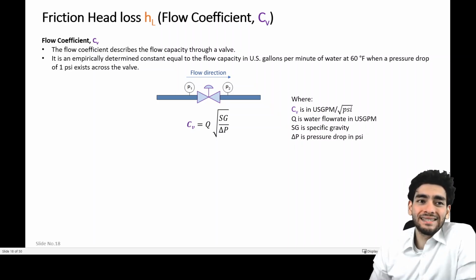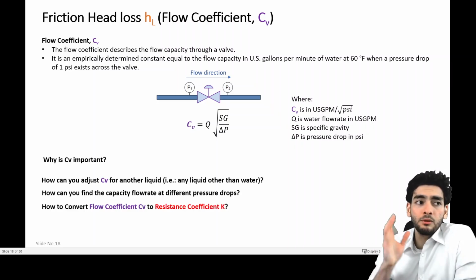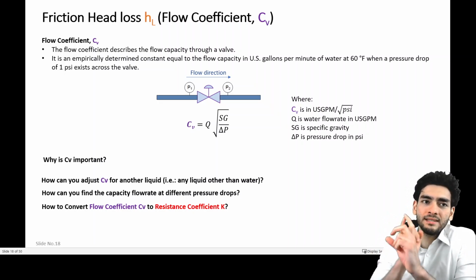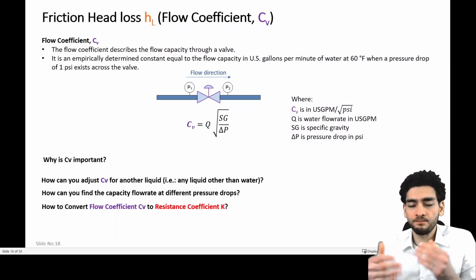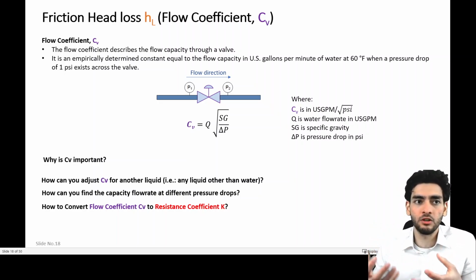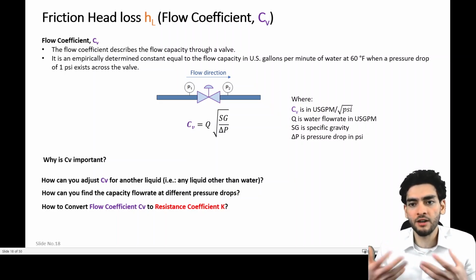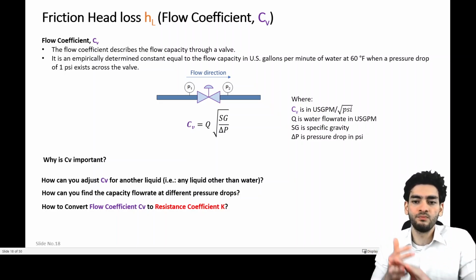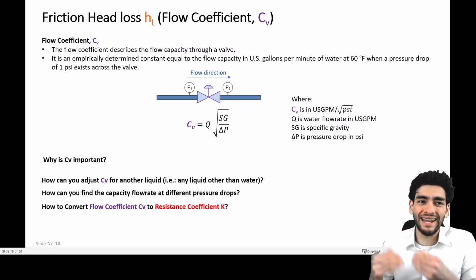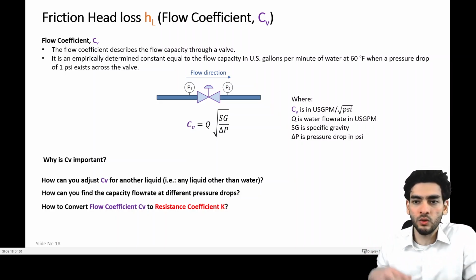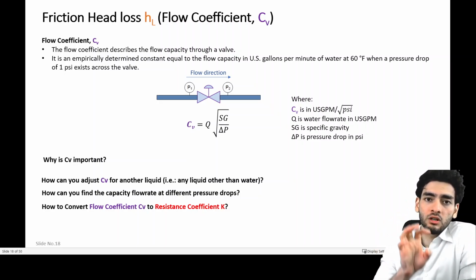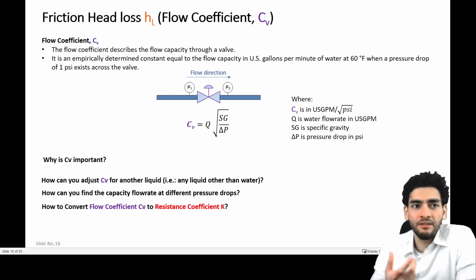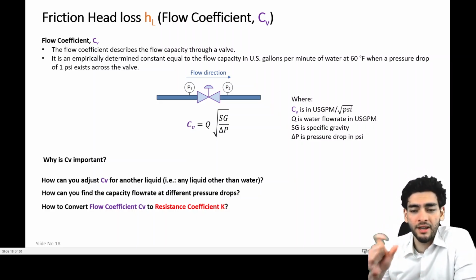So why is the CV value important? There might be a couple of questions in your head, and let me address them. Why is the CV value important? How can you adjust the CV value for another liquid? Let's say, other than water, you're dealing with heavier, higher viscosity liquids or lower viscosity liquids. Also, how can you find the capacity flow rate at different pressure drops? We know that the CV value is representative of a pressure drop of 1 psi. However, if you're going to use it in your particular system, you might have a pressure drop that's higher than 1 psi. How can you find the capacity flow rate at different pressure drops?